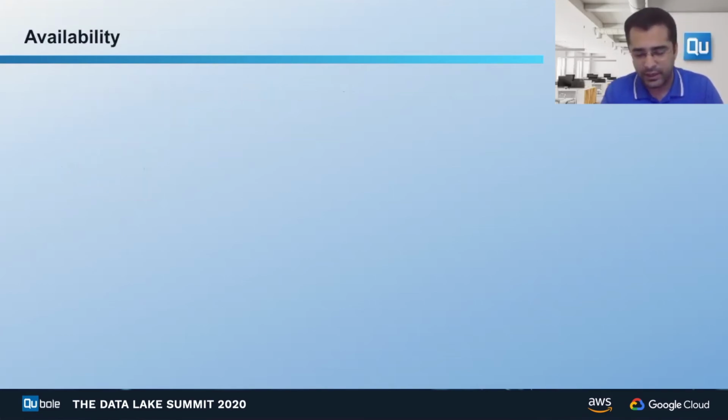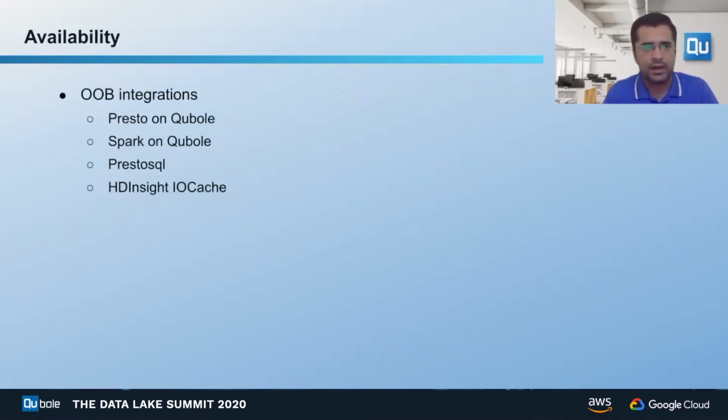So availability, I already mentioned it's available, it's pluggable, and already supports a lot of the big data engines which are common right now. But there are certain engines which provide out-of-the-box integrations for RubiX. That means that you don't have to worry about setting things up. It's almost like a one-click solution. On Qubole, RubiX anyways is the native solution. So big data engines like Presto and Spark on Qubole support this out of the box. We'll see how you can enable it.